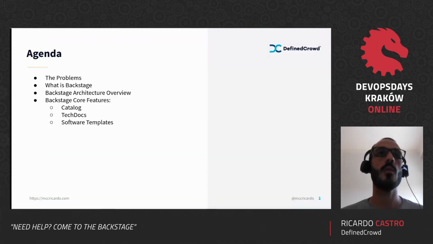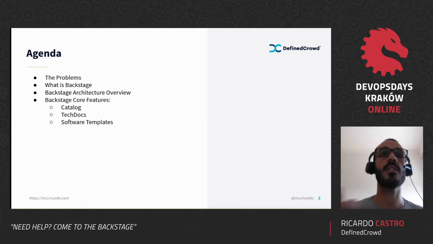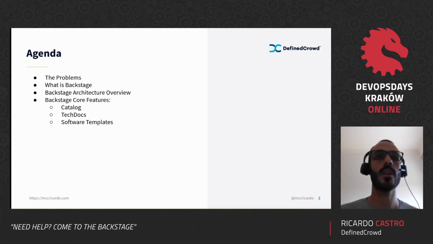So today, what we'll be covering are some problems that we might have that Backstage might help us overcome. We'll see what Backstage is. We'll give an overview about its architecture, its components, and how we could deploy it. And then we'll see some of its core features, namely the catalog, technical docs, and software templates.